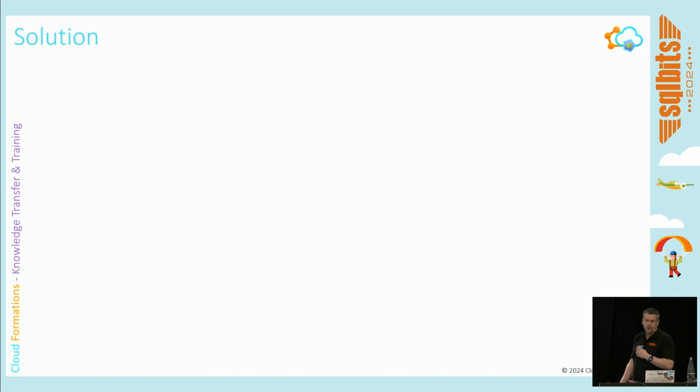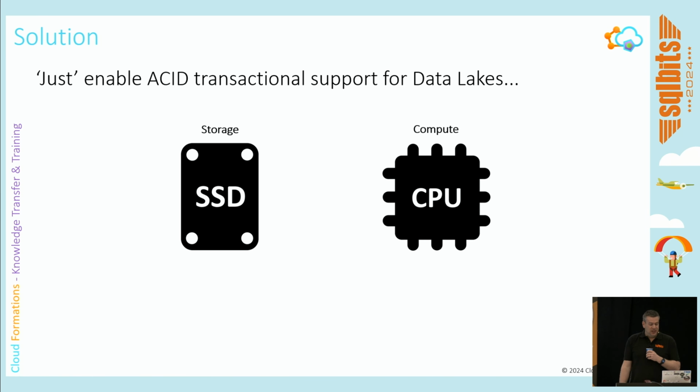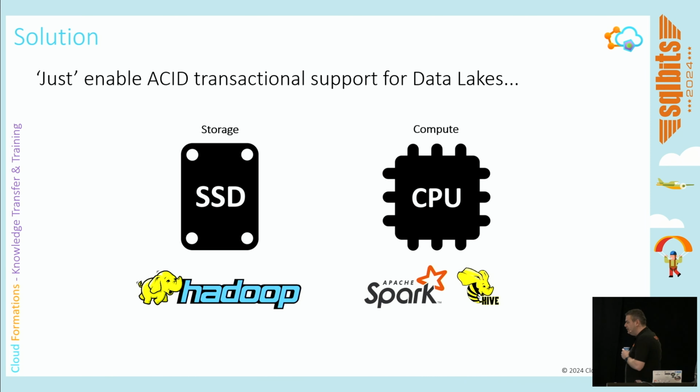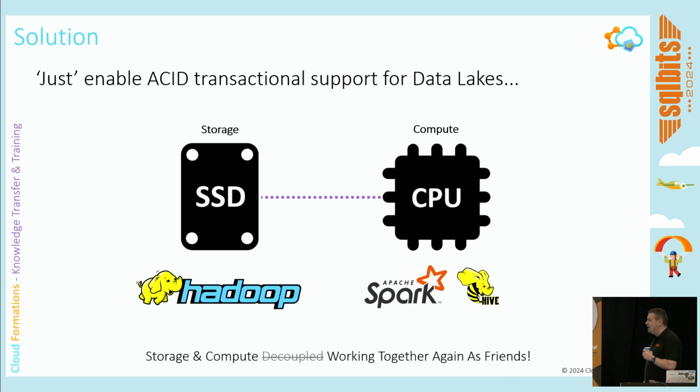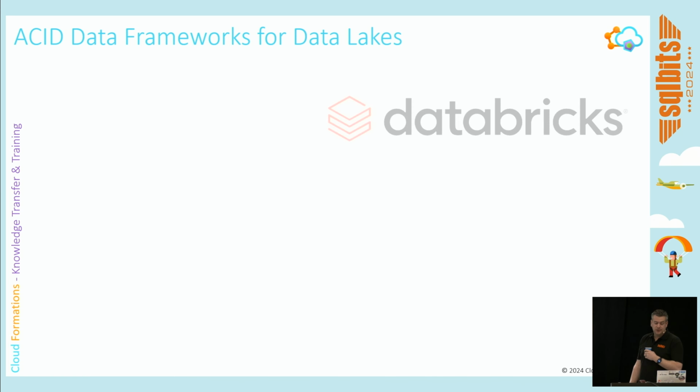Just enable ACID transactional support for our data lakes. And if we think about that compute and storage in, again, very generic terms, we might have thought about using Hadoop for the storage. We might think about using Spark for the compute. And that's fine, but again, they're kind of decoupled here. What we need is them to come together. Storage and compute working together as friends, as I'm going to describe it. And this was obviously apparent to lots of people. And this is what then gave rise to these series of ACID data frameworks for our data lakes.